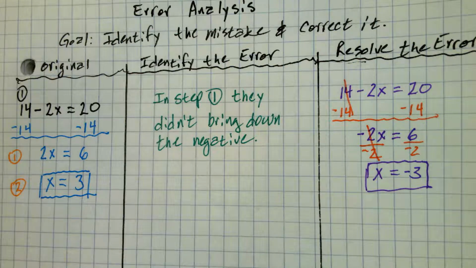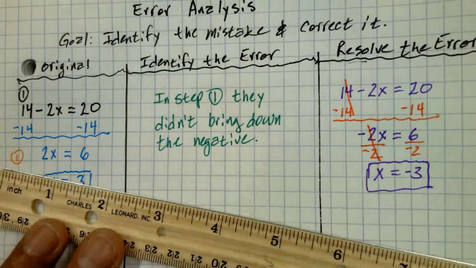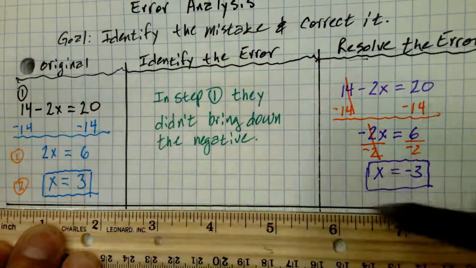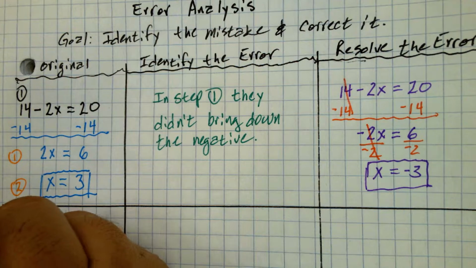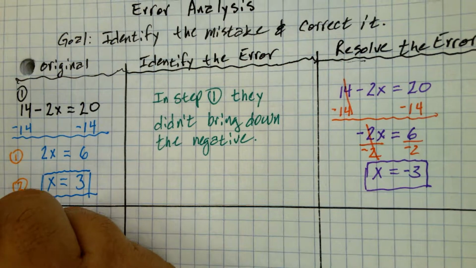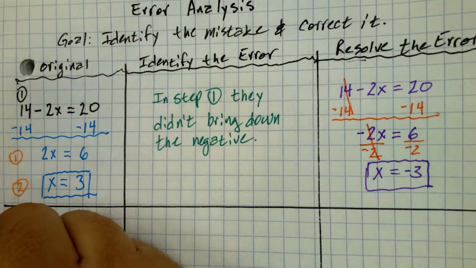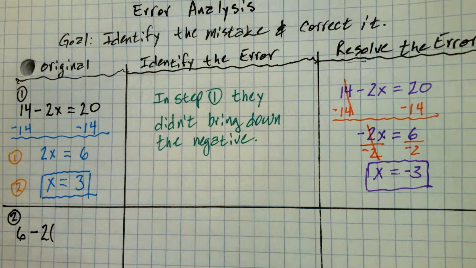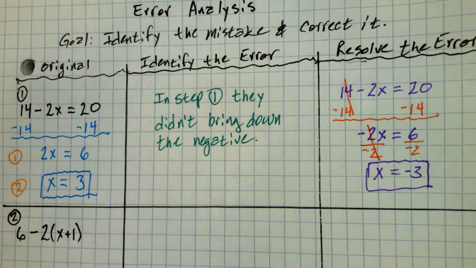All right. Ready for the next one? Okay, let me just draw a line here to separate these. Okay, 1 is done. Number 2. Okay, so this is number 2. We have 6 take away 2 parentheses x plus 1 equals 12.